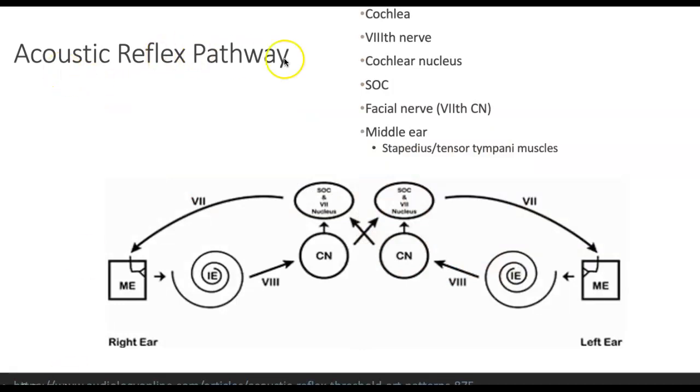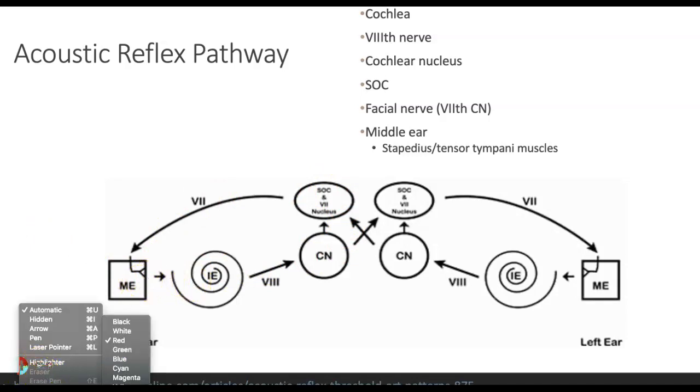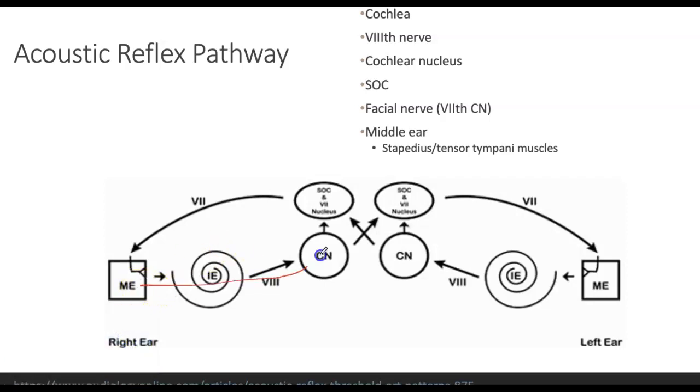Now, the acoustic reflex pathway, we'll spend a little more time on this, but essentially in audiology, we do a test called the acoustic reflex. And what the acoustic reflex does is essentially measure this pathway, both in an ipsilateral and a contralateral fashion, okay? By ipsilateral, I mean within the same side. Contralateral, I mean on the opposite side.